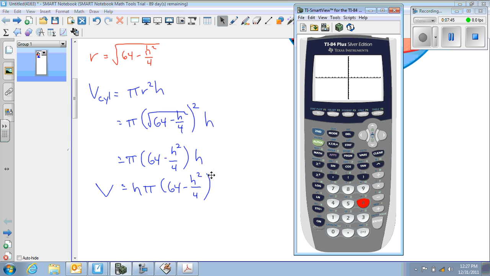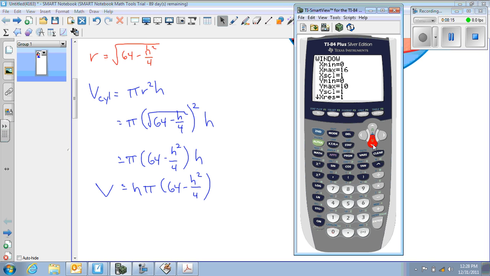So what I did was I took this information and I went into my window and I changed things. First, my x minimum is going to be 0 because I can't get any distance less than 0 for the height. And my x maximum, I made it 16. And I left the scale at 1. And then I went to my y minimum. Again, the lowest it can possibly be is 0. The lowest volume I can possibly have is 0.